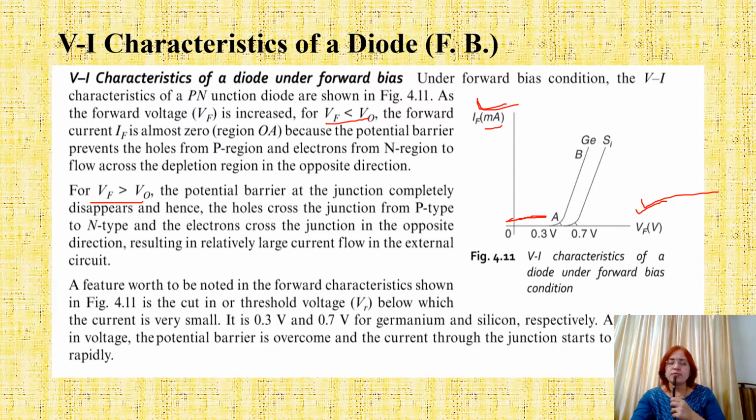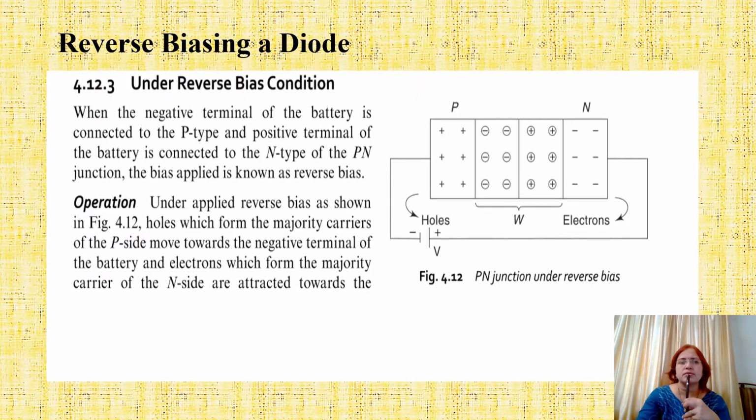Now there is one parameter, that is cut-in voltage. The cut-in voltage is 0.3 volt for germanium and 0.7 volt for silicon. So what is this cut-in voltage? After the cut-in voltage, the barrier potential will be overcome and there will be a rapid increase in the forward current of the diode. So cut-in voltage for germanium is 0.3 volt and for silicon it is 0.7 volt.